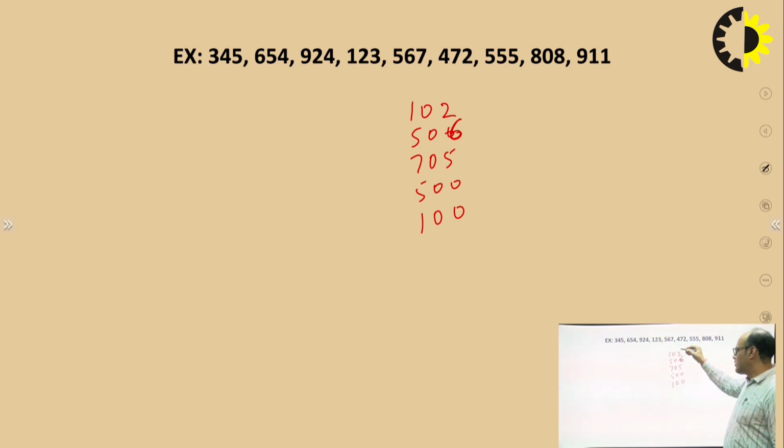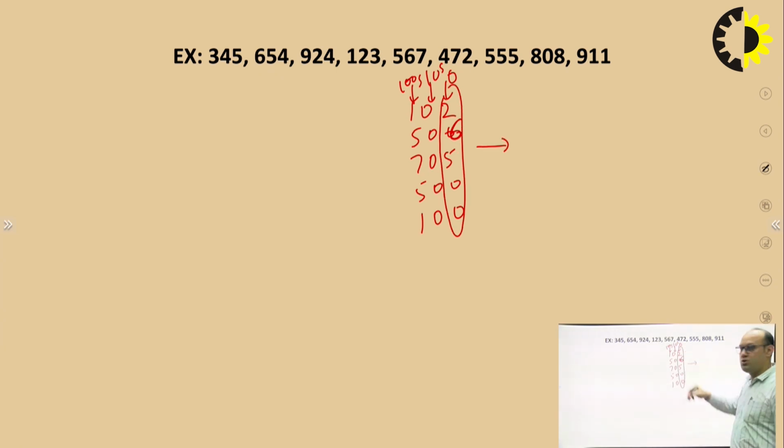So what happens? I know that each number is divided into a number of digits. This is the zeroth place, this is the tens, and this is the hundreds place digit. So firstly, we will start sorting on the basis of the zeroth digit. Now sort it. So which number comes first? 500, 100, then comes 102, then 705, then 506.